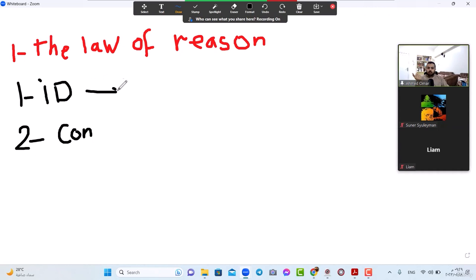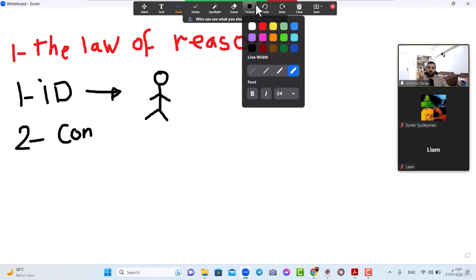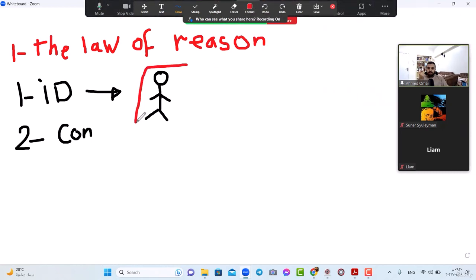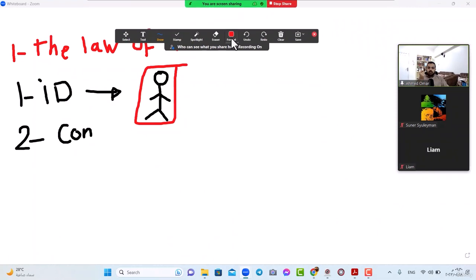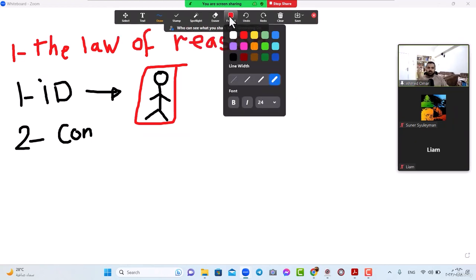So what is the law of identity? If I said this is Liam, so the law of identity is that this is Liam and it cannot be not Liam. It is Liam. Okay? So this is the law of identity. The thing is itself. It's very basic and very obvious, right?